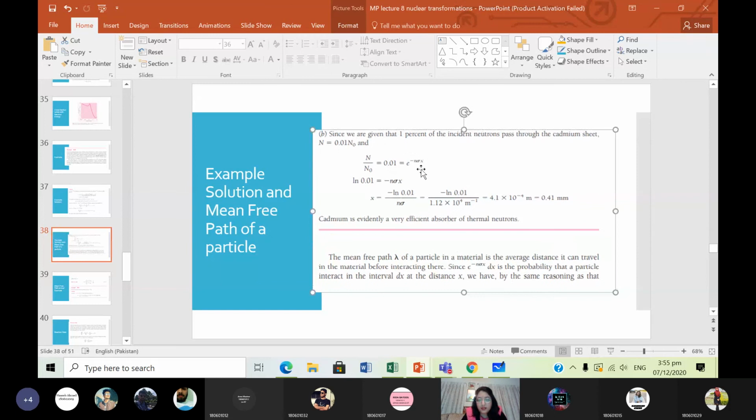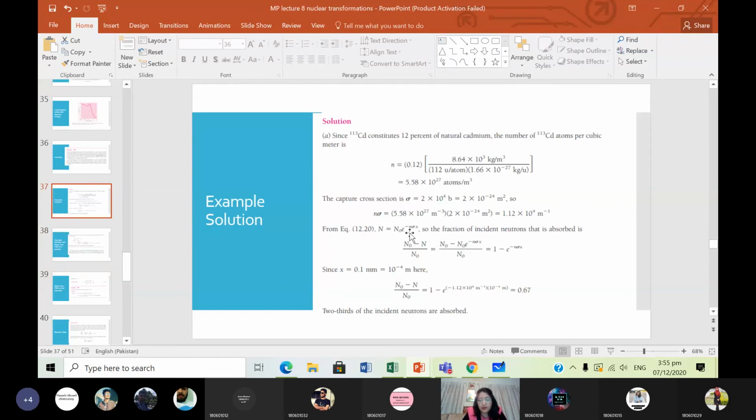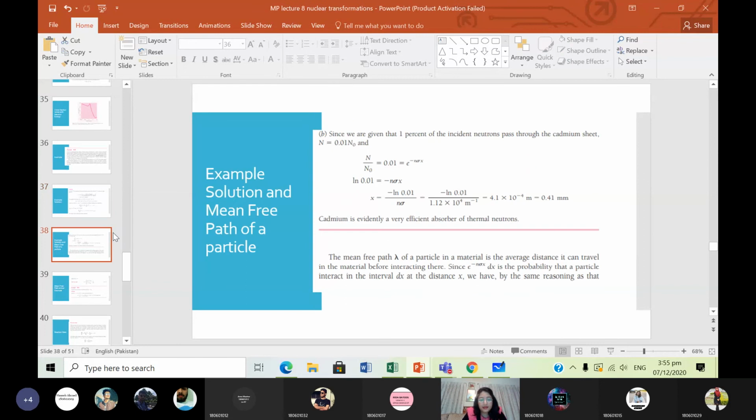So N divided by N naught, which is given by this formula over here, will be equal to e power minus n sigma x. So we have this formula. So now we will take ln on both sides of the equation. We will get x equals ln 0.01 divided by n sigma with a minus sign. And then we get this number over here, which equals 0.41.